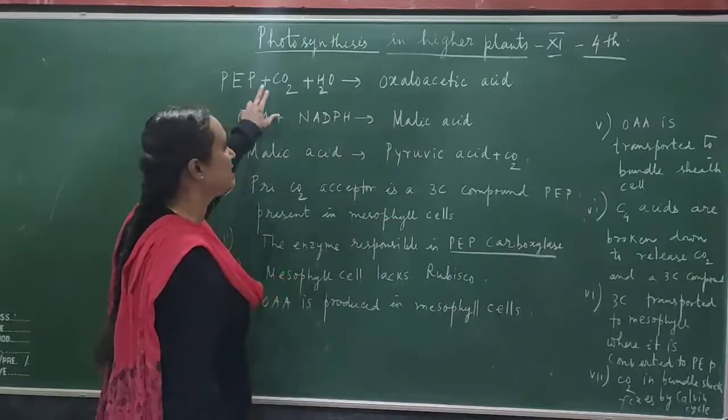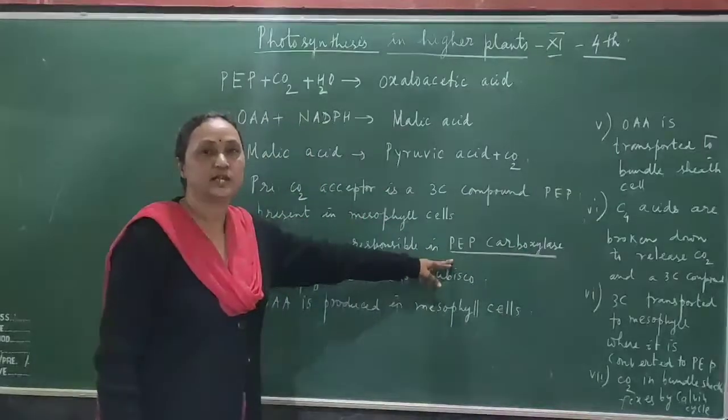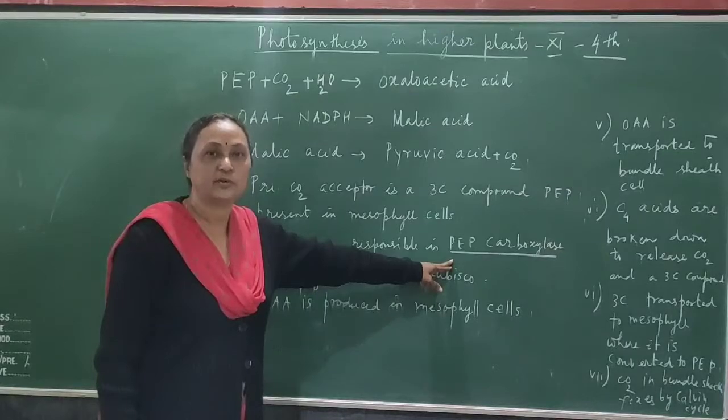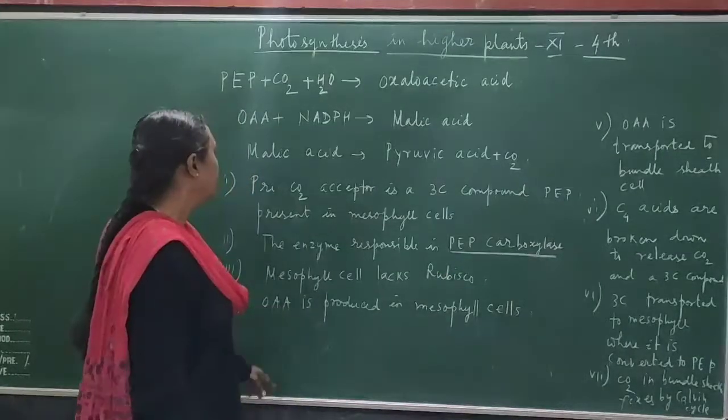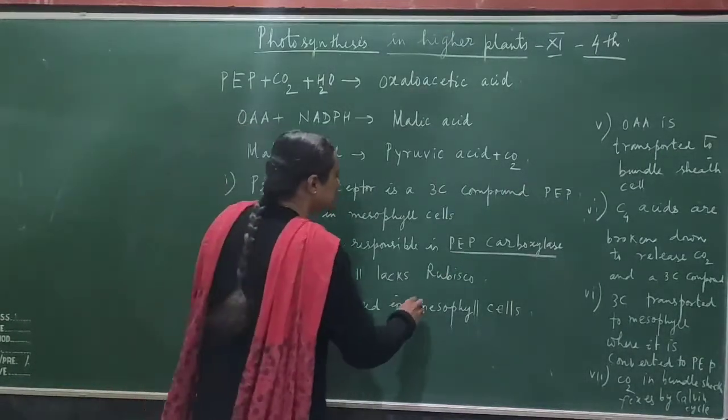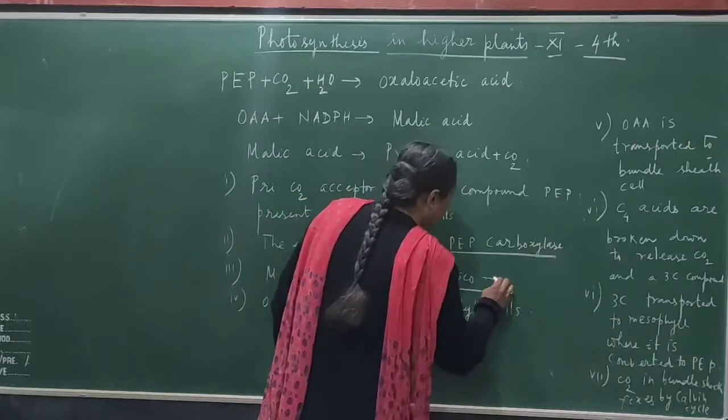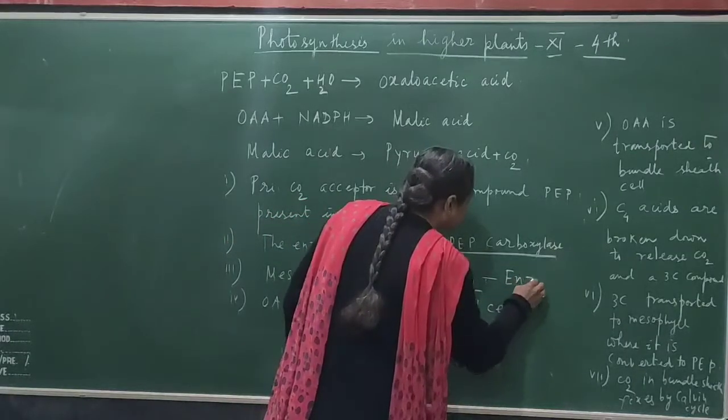So this reaction will operate in the presence of the enzyme. The name of the enzyme is phosphoenol pyruvate carboxylase. Then the mesophyll cell lacks rubisco. What is rubisco? Rubisco is also an enzyme.